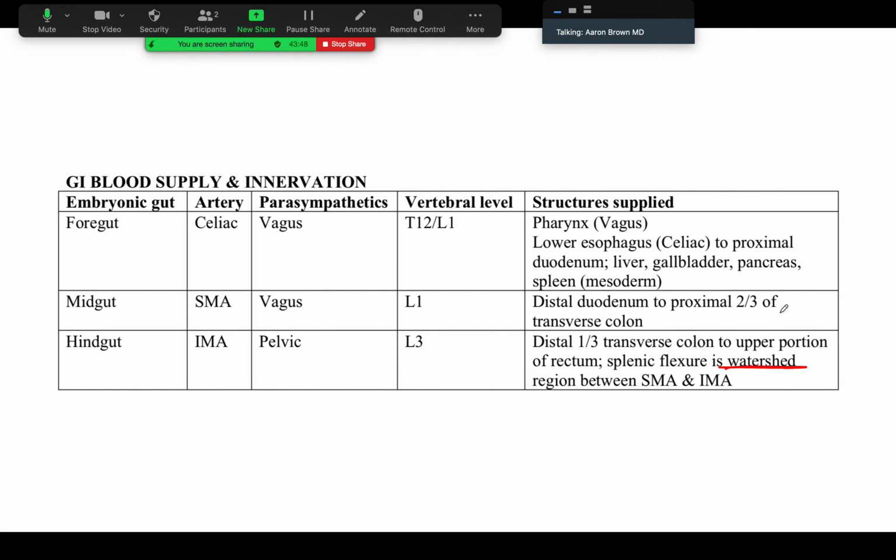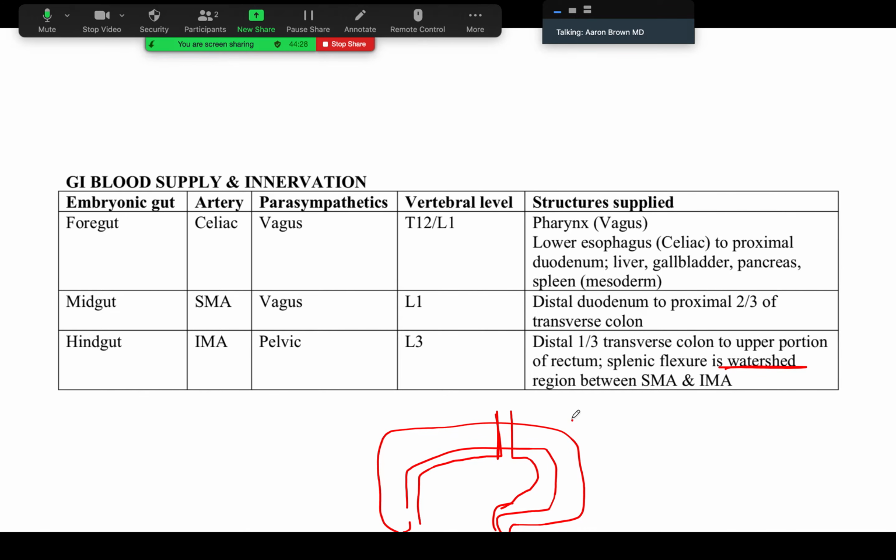Whenever you hear watershed area, I want you to think about an area where, if for some reason there's a reduction in blood pressure, this is the area that's going to be affected first. Okay. And so in the case of the colon, I never skip an opportunity to draw the colon. Here, the SMA provides the proximal 2/3 of the colon, and the IMA provides the distal 1/3, the distal colon as well.